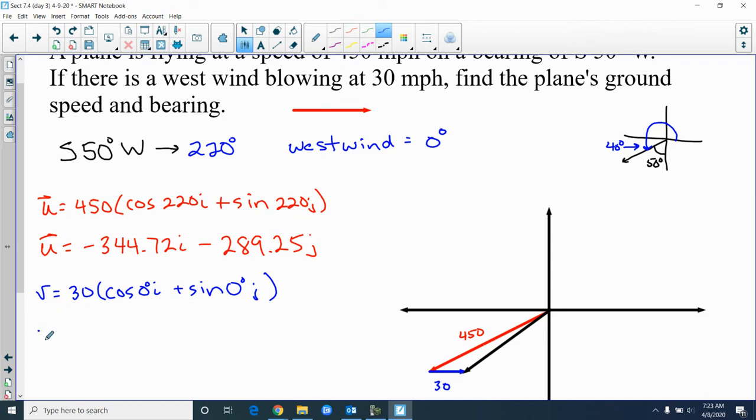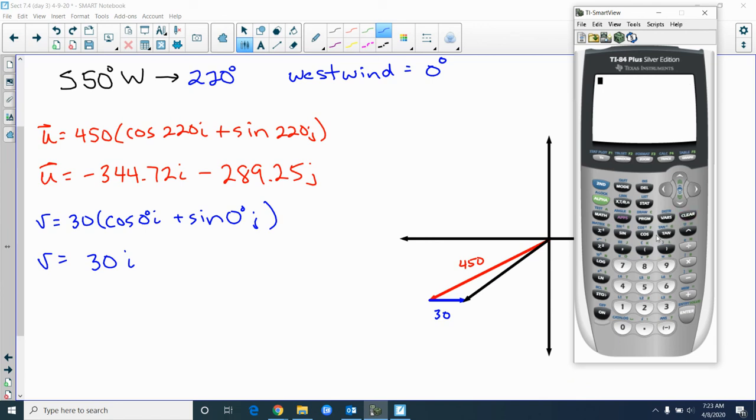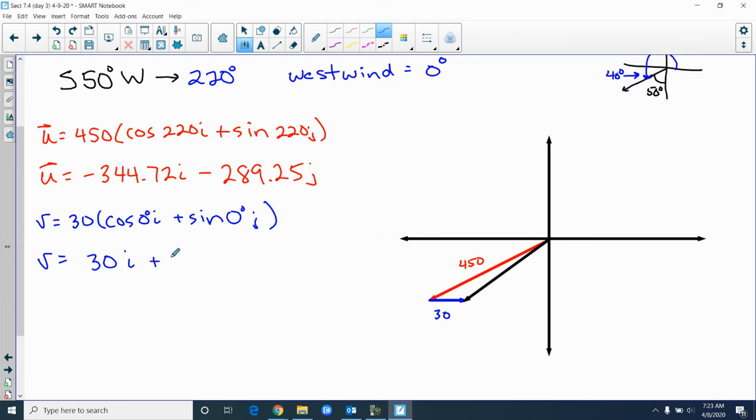All right, V. What's cosine of 0 degrees? Cosine of 0 degrees should be 1. So this is going to be 30 times 1i, which is 30i. And the sine of 0 degrees is 0, so that's basically plus 0j. As you take a look at that, those would be the coordinates of the point if we put it at the origin. Okay, 30, 0 for that one.